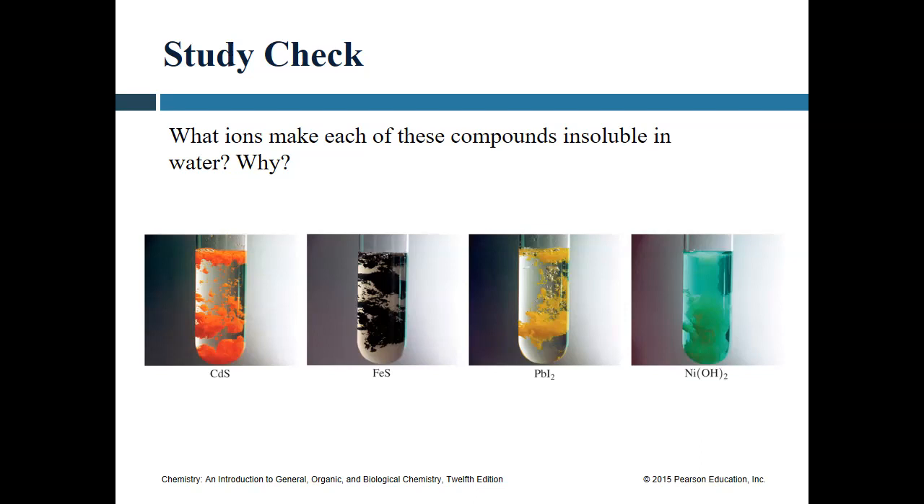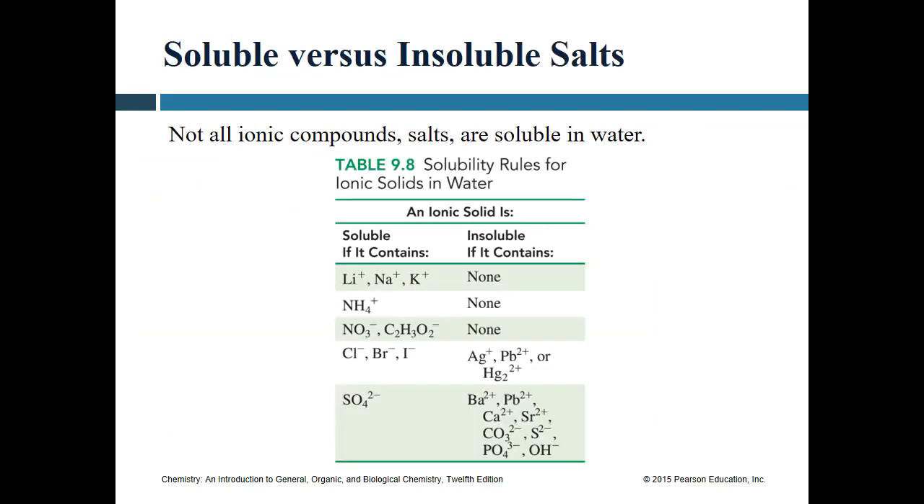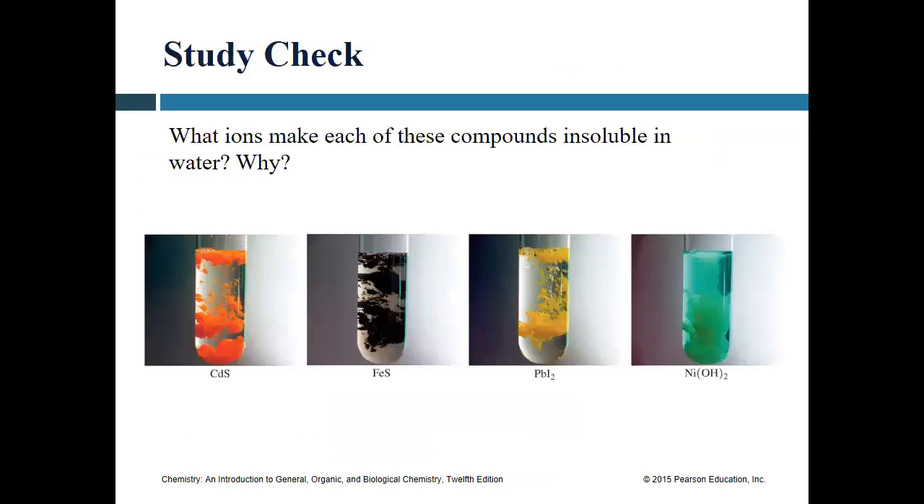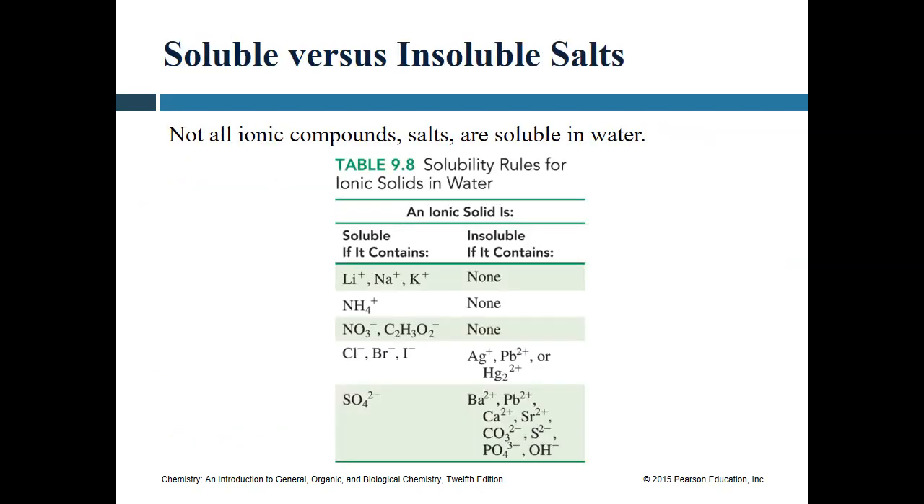Why is the lead 2 iodide forming here? Well, go back to our iodide. Iodides are usually soluble, but the combination of lead with iodide makes it insoluble. Nickel 2 hydroxide here. I look, hey, hydroxides, usually insoluble. So thanks to solubility rules, I have an idea of when things are going to be soluble and when they're not going to be soluble.